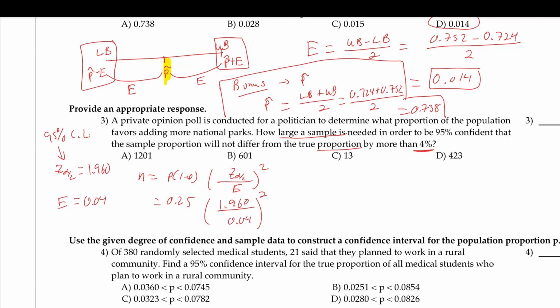The most common mistake here is to forget to square this fraction. Okay. If we run that through our calculator, we get 600.25, and we always want to round up.